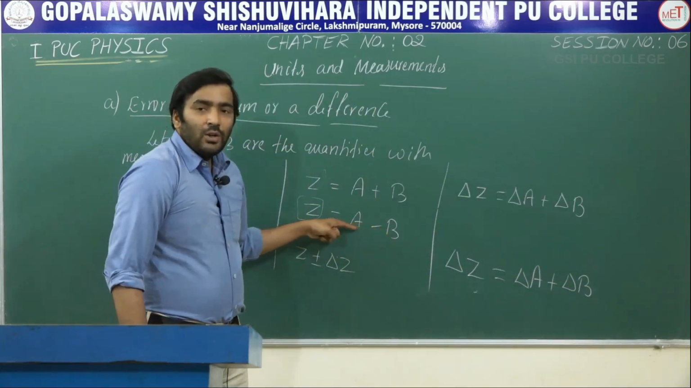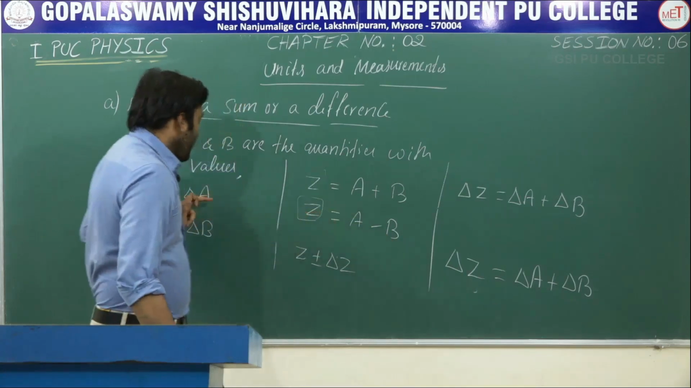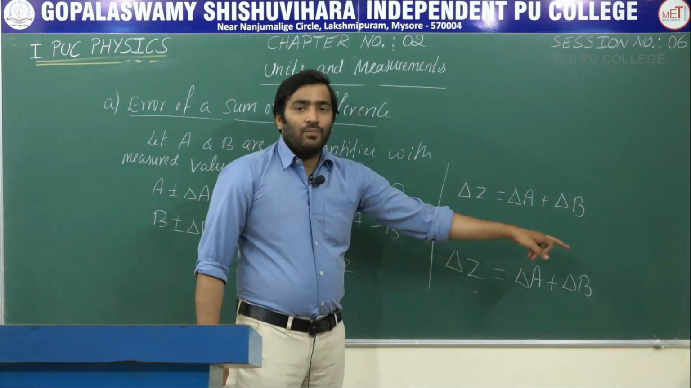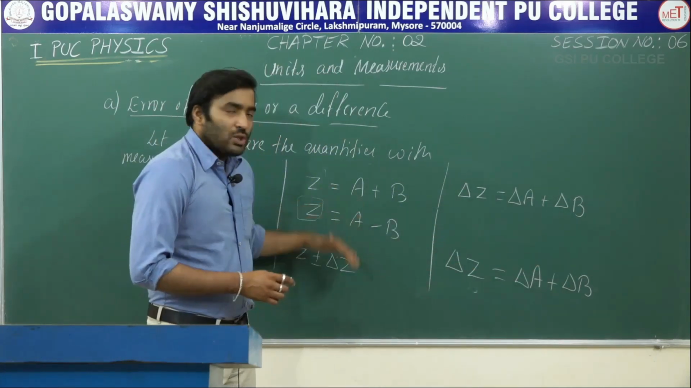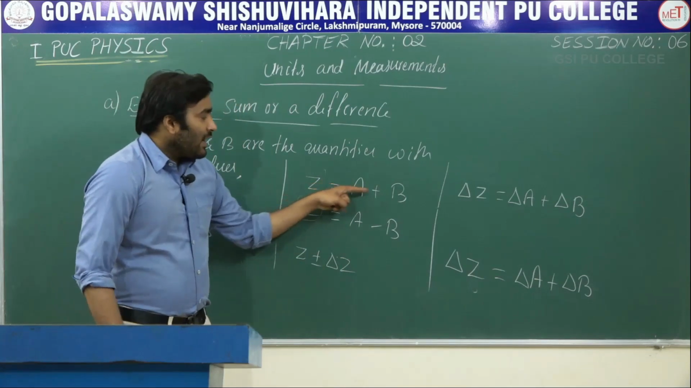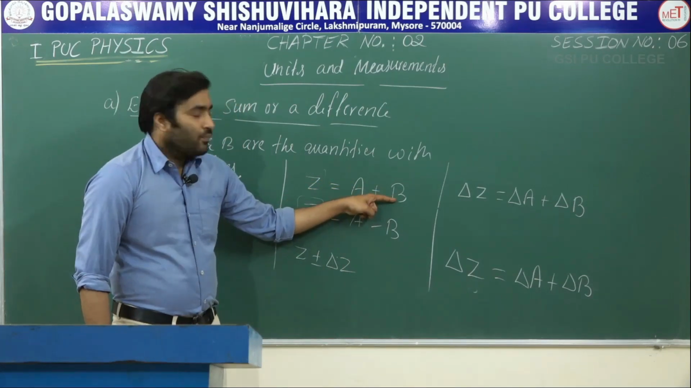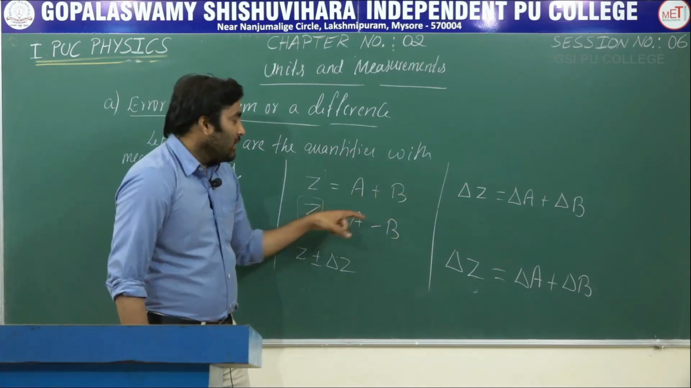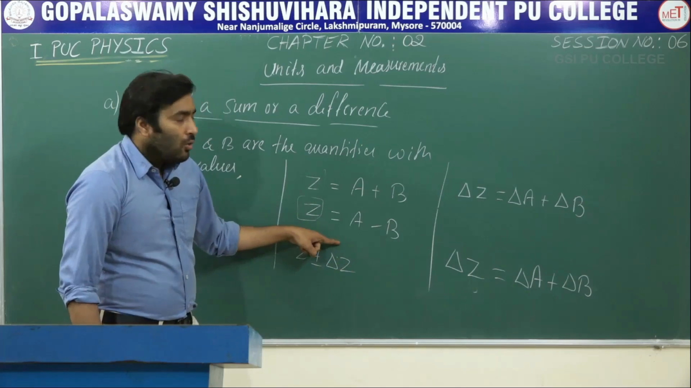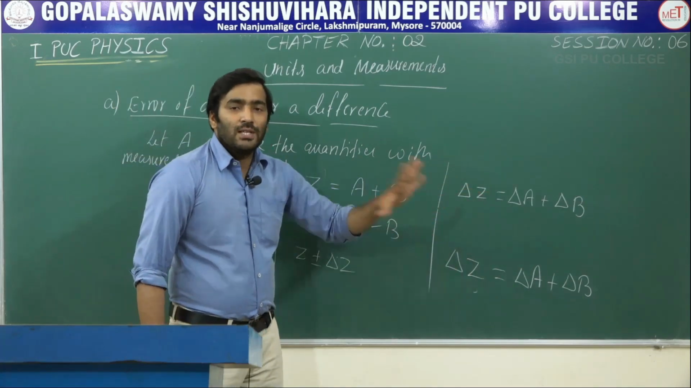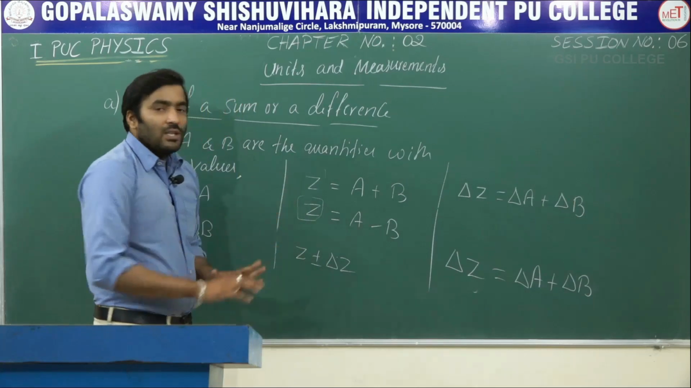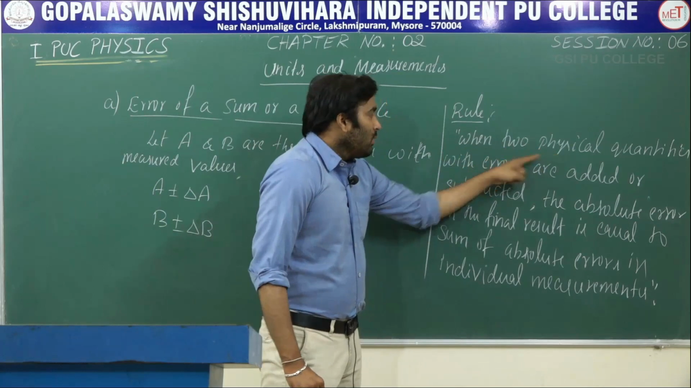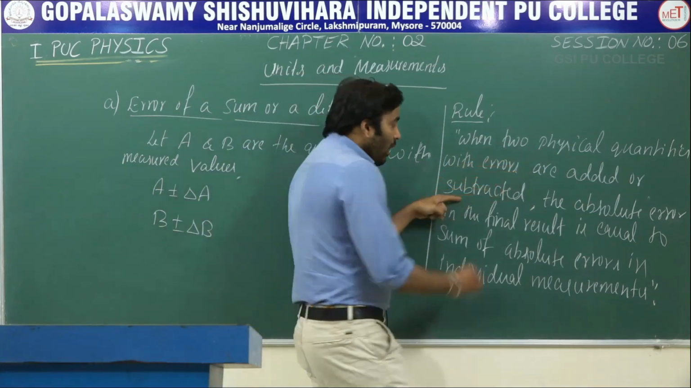When we are subtracting two physical quantities which have errors of delta A and delta B, the error is again added up. The conclusion from these two is, when we are adding or subtracting two physical quantities, the total error in the result will always be added up. So this is the rule. I will write what the rule is. We are concluding the rule as, when two quantities with errors are added or subtracted.